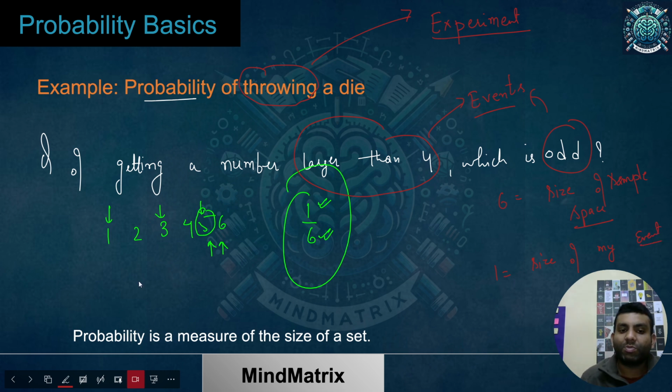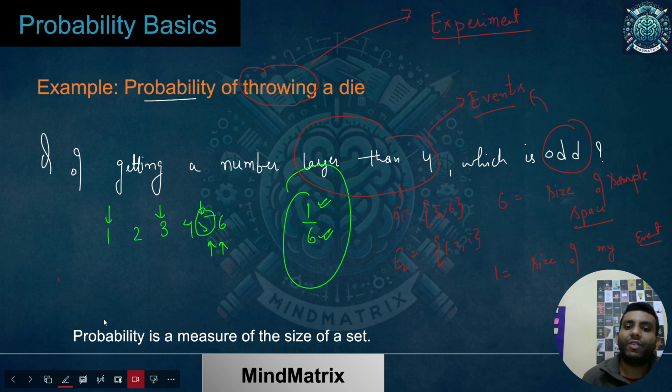So what was my event? If I talk about the first one, this E1, it was the numbers which are larger than 4. So I have 5 and 6. Events and sample space all represent some kind of set. That's why I mentioned that we'll be discussing some part of sets also. If I talk about odd numbers, that is another event, E2, let's say, that is 1, 3, 5.